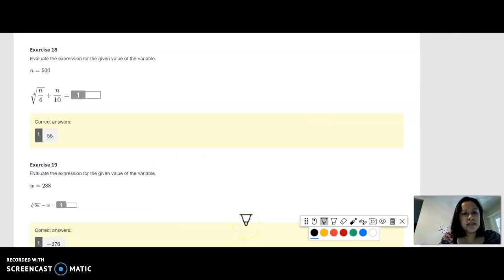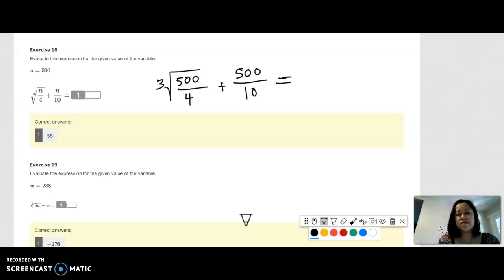Number 18, evaluate the expression for the given value of the variable. So we're going to plug in 500 for the variable here. So it's the cube root of 500 divided by 4 plus 500 divided by 10. So this cube root here, we can do the cube root of 500 separately, and then the cube root of 4 separately, or you can simplify the fraction and then cube root the whole simplified fraction. I have a feeling that simplifying the fraction might be better for us.